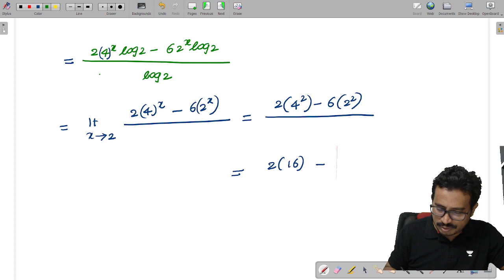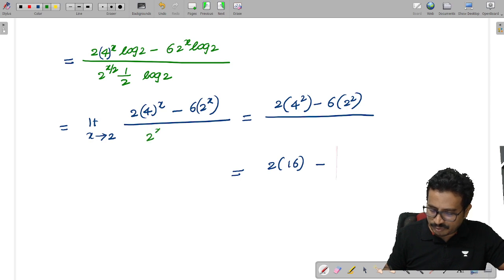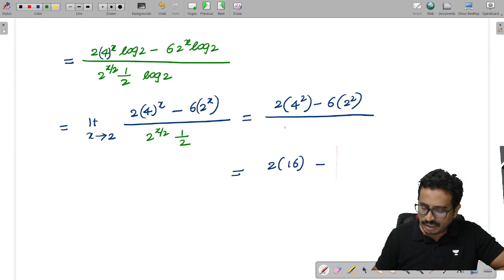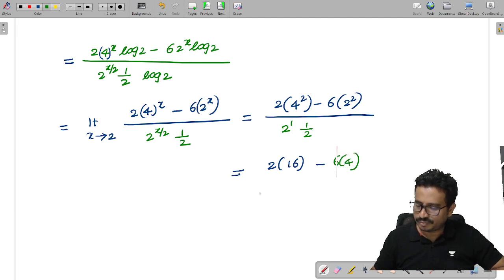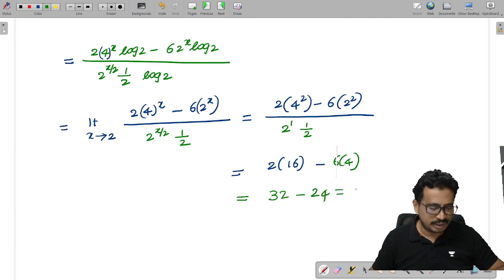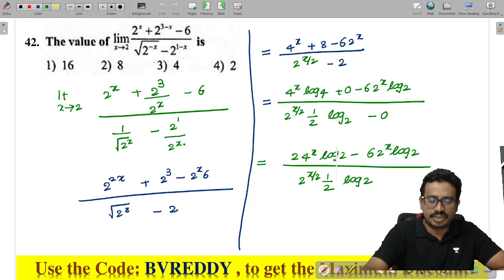So this is 2 power x by 2 into 1 by 2. Now here this is 2 power x by 2 into 1 by 2. Now replace this value, x value 2, so there is 2 power 1 into 1 by 2. So which will get now 6 into 4. So what I will get now here, this is 32 minus 24 now. How much will get here? You can see plus 8. So this is the option.